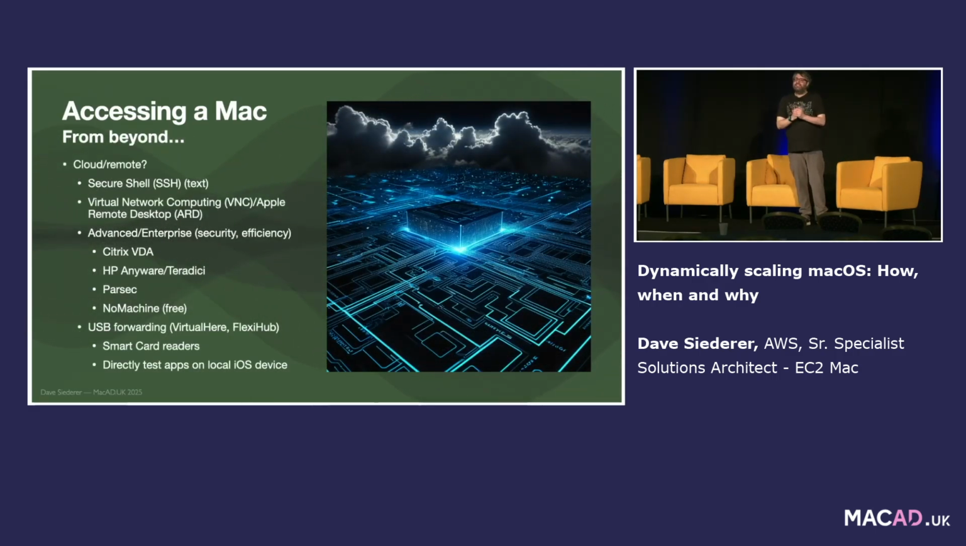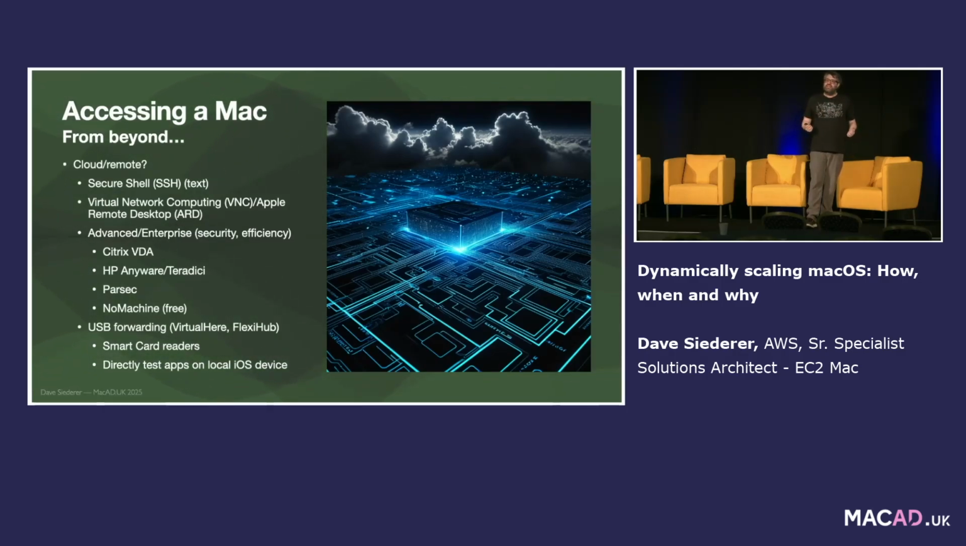Now, accessing a Mac from beyond can be a little bit different. I'd mentioned earlier SSH for the AWS cloud Macs. That's the default way of getting your access. That's so you can SSH directly in for CLI access. VNC, again, that's usually two or three commands away from that.